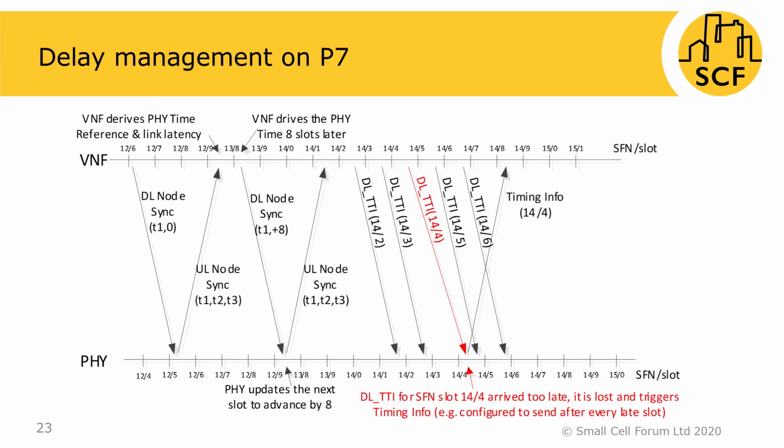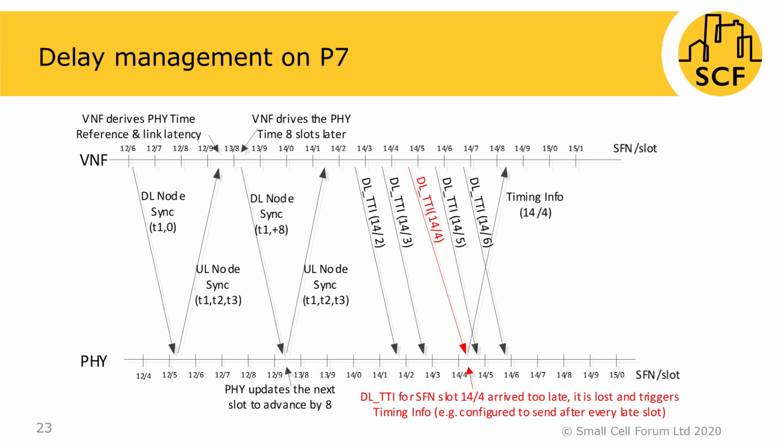The delay management procedure mentioned earlier consists of the node sync procedure and the timing info reporting. The node sync procedure has a downlink node sync followed by an uplink node sync. The downlink node sync carries the timestamp T1 of the downlink node sync transmission at the VNF, and in the first case, 0 indicates that there's no intention to shift the FI slot timeline.